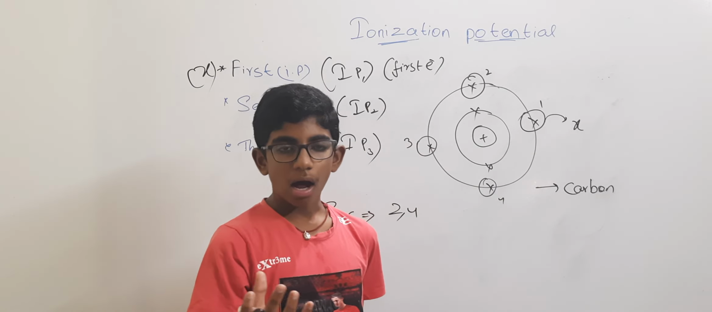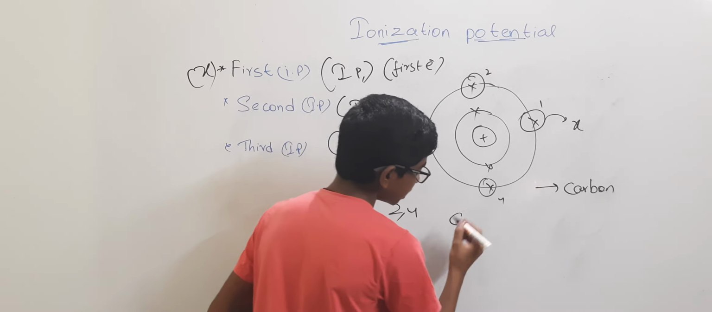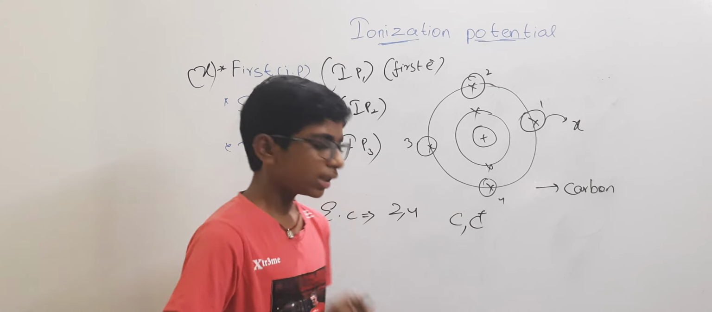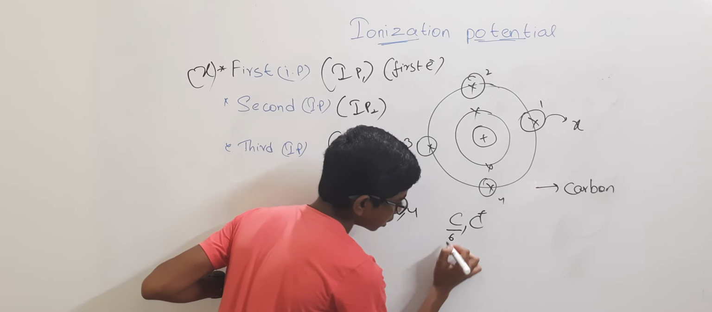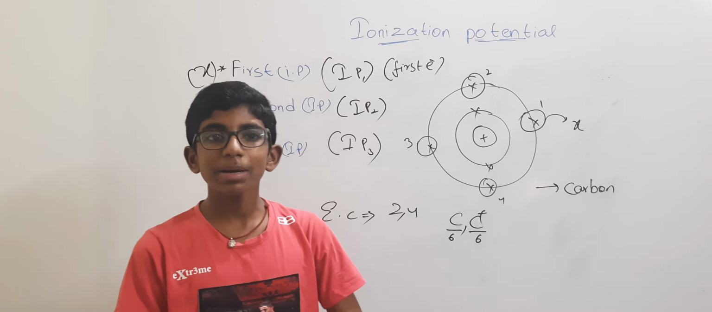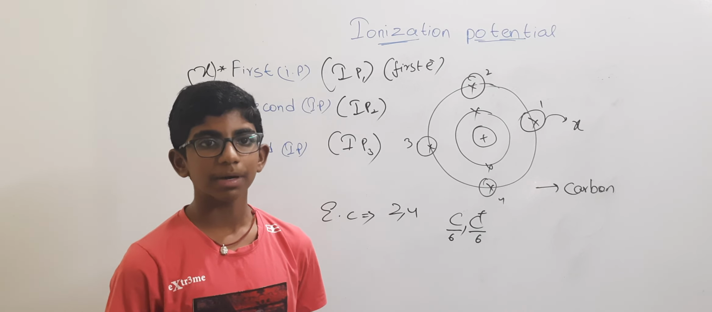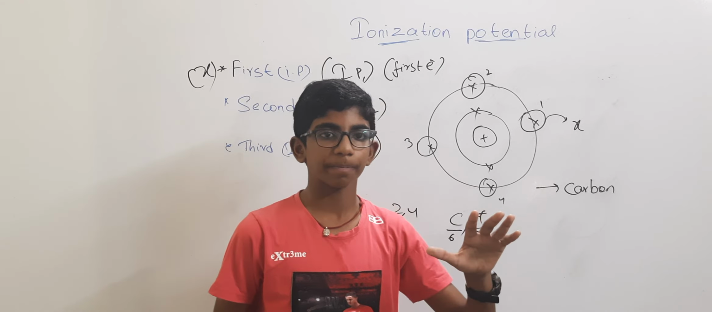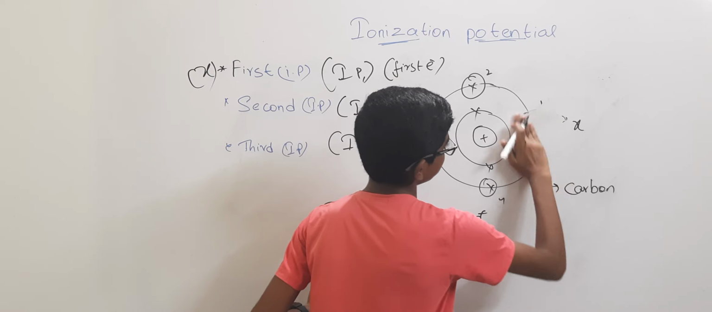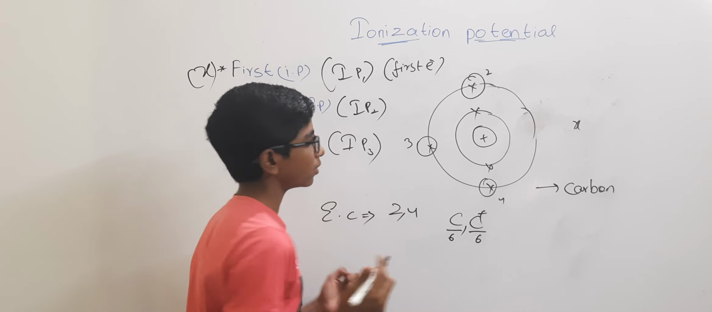When an electron is removed, the carbon changes into C plus. Imagine carbon changes into C plus, one electron removed. Carbon has 6 protons and C plus also has 6 protons. They have the same number of protons but a different number of electrons. When the number of electrons decreases, the attractive force from the nucleus increases, so the ionization potential increases. This electron is removed from the atom completely. Now 1, 2, 3, 4, 5 electrons remain.